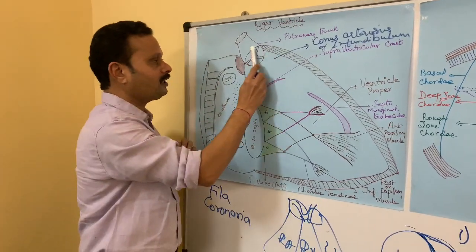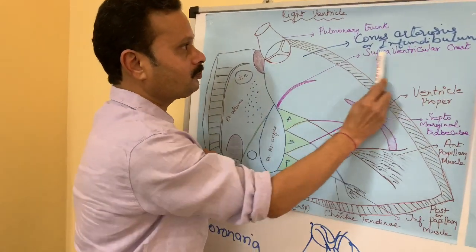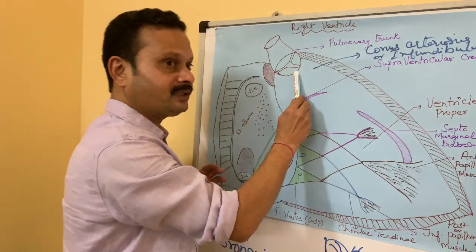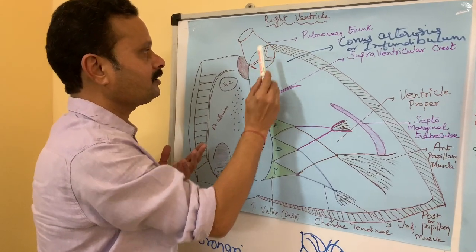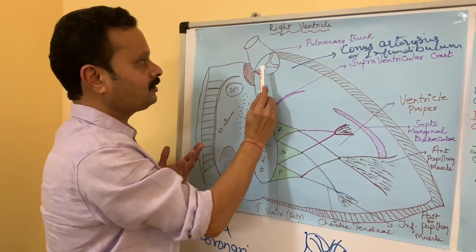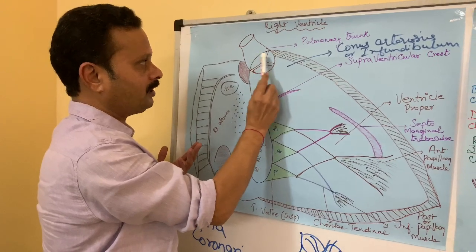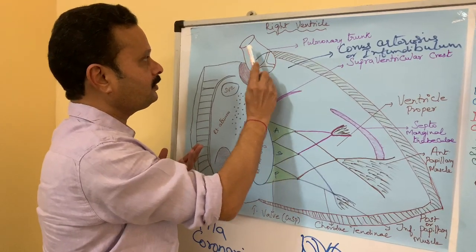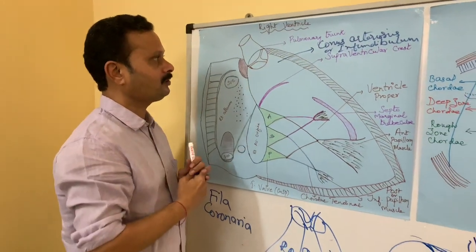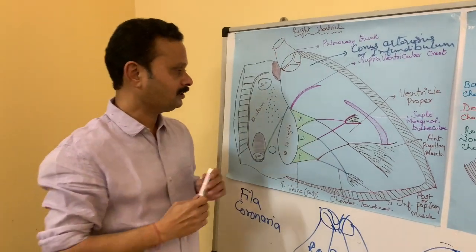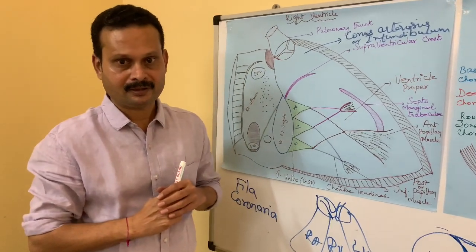So the outflow tract and inflow tract are separated by the supraventricular crest, and the only feature in the outflow tract is the pulmonary orifice, which consists of 3 cusps, 1 cusp in front and 2 cusps behind, and this is the pulmonary trunk from where the venous blood is ejected into the lungs through the pulmonary arteries. So this is all about the interior of the right ventricle. Thank you.